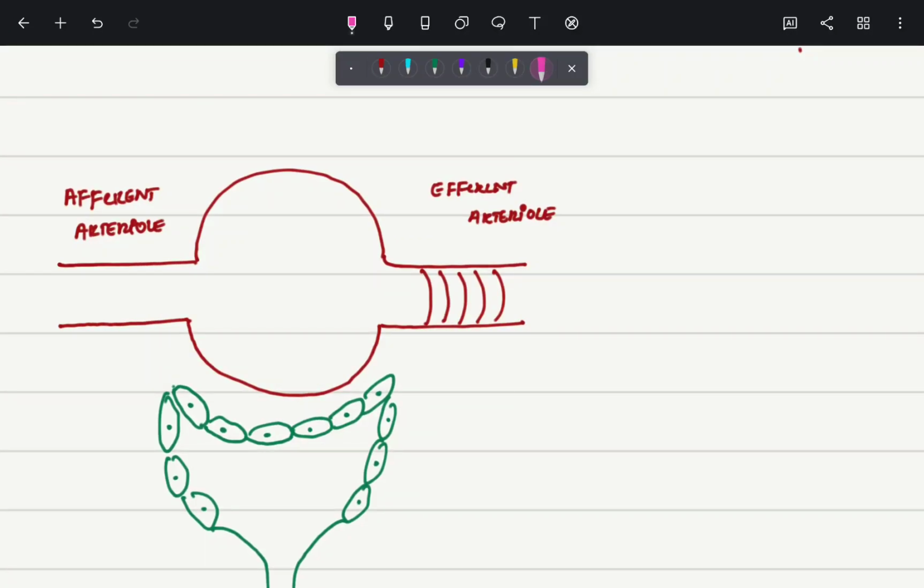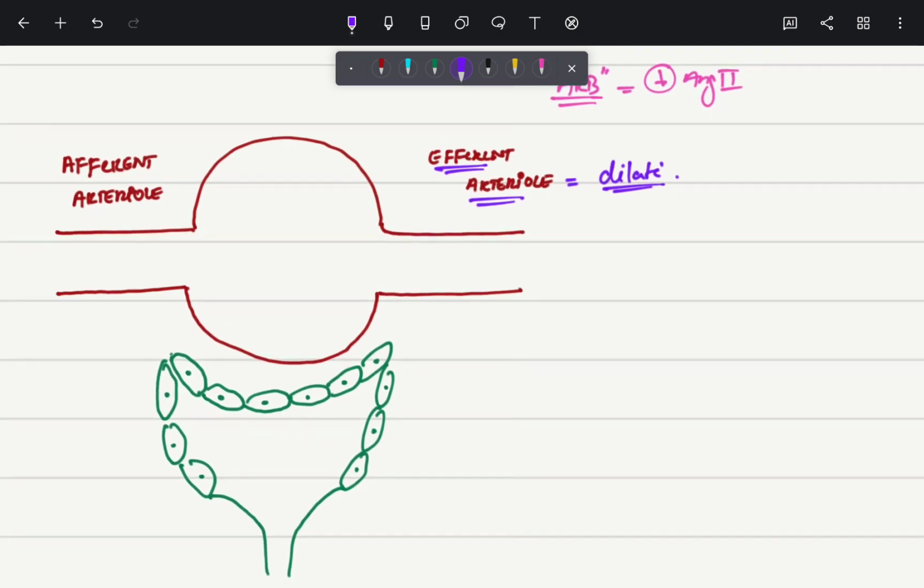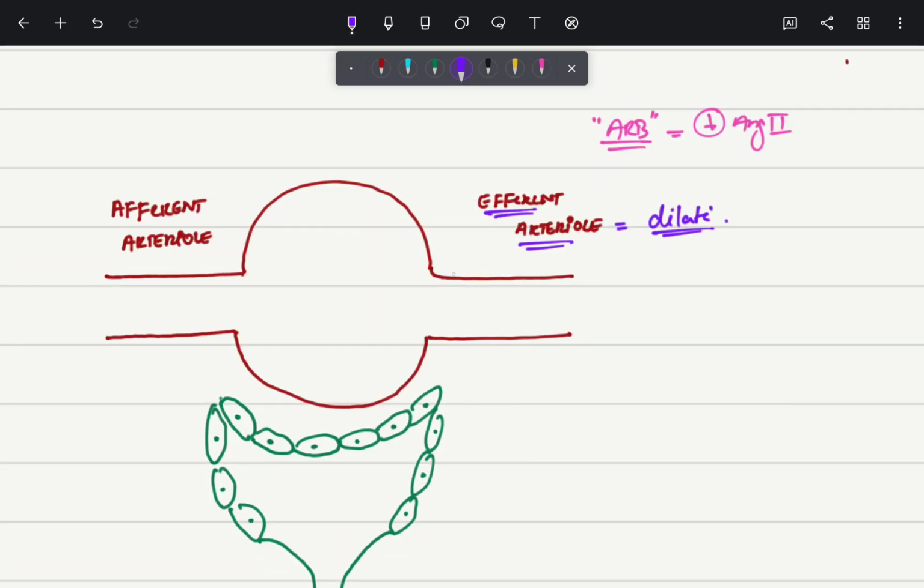Now imagine we gave angiotensin receptor blockers. So what will happen? There will be decrease in the angiotensin 2. Hence the efferent arteriole will eventually dilate, and as you can see here, there is no more constriction and there is dilation of the efferent arteriole. Let's draw with a different color here. So there is dilation of the efferent arteriole.